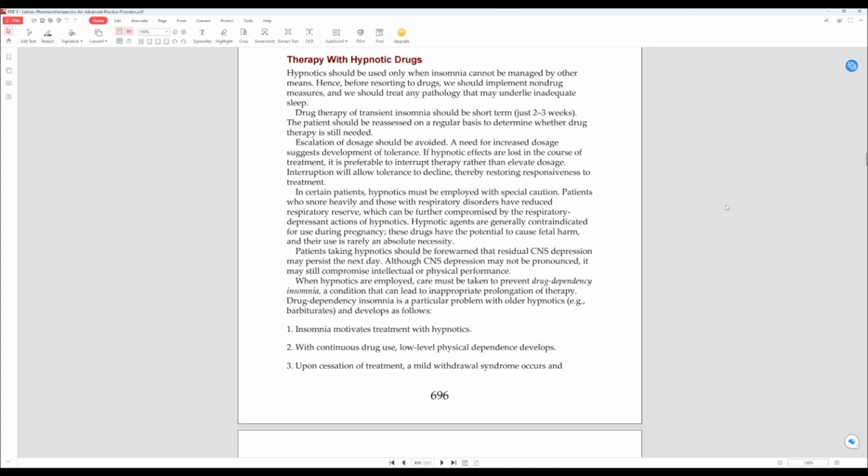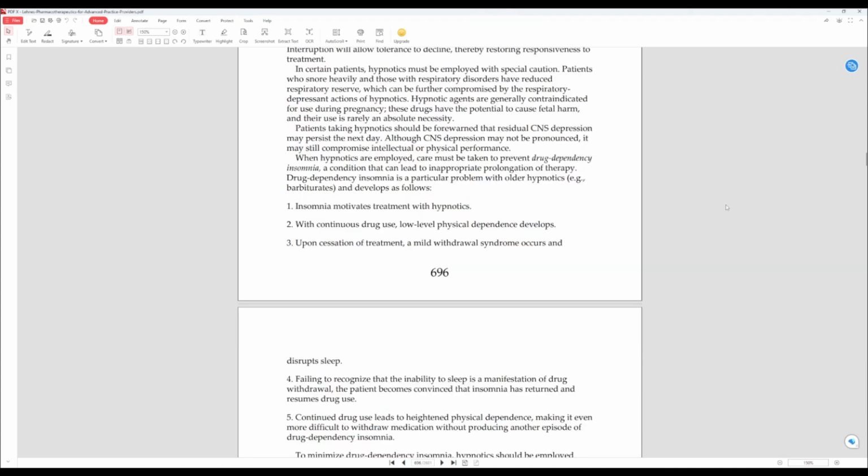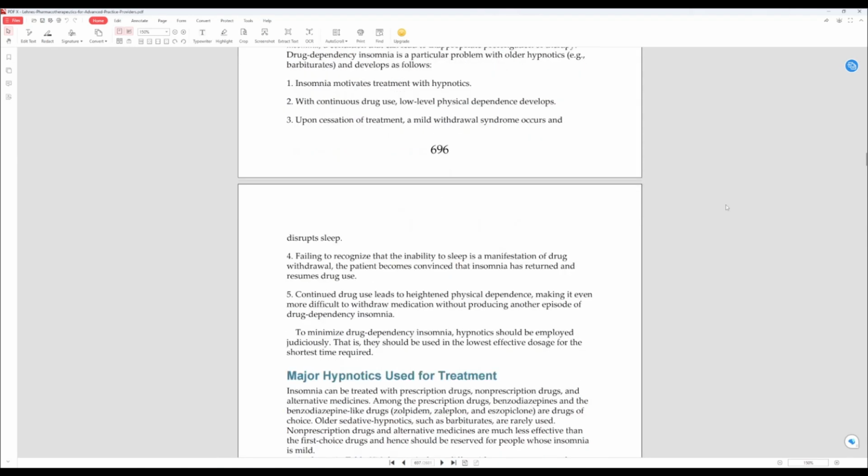Drug dependency insomnia is a particular problem with older hypnotics and develops as follows. First, insomnia motivates treatment with hypnotics, which is followed by continuous drug use. Low-level physical dependence begins to develop. Next, upon cessation of treatment, a mild withdrawal syndrome occurs and disrupts sleep, and the patient fails to recognize that the inability to sleep is a manifestation of drug withdrawal. The patient becomes convinced that insomnia has returned and resumes drug use.